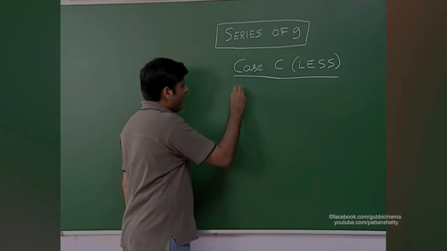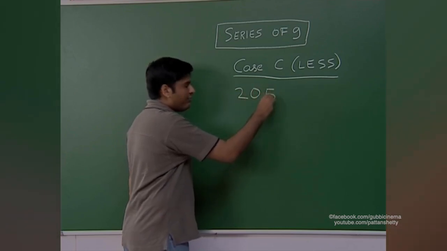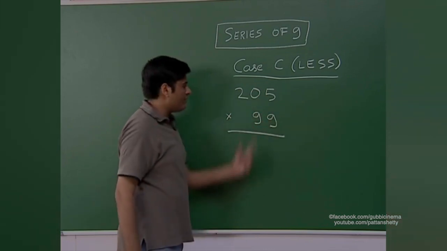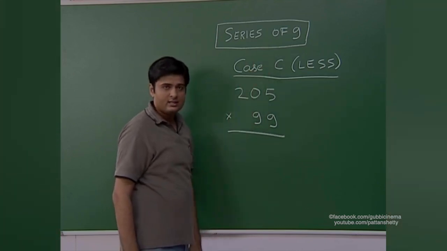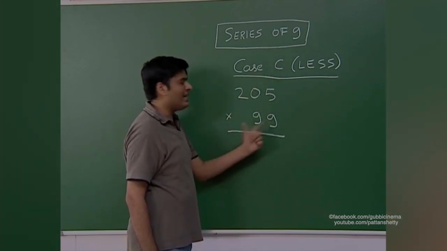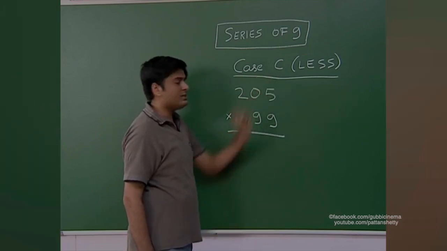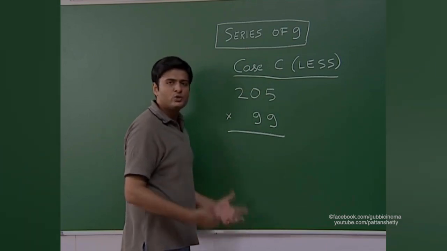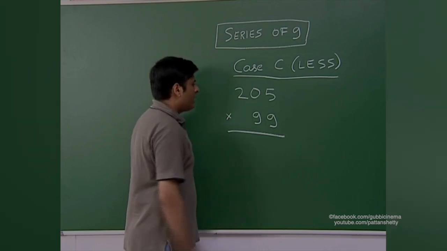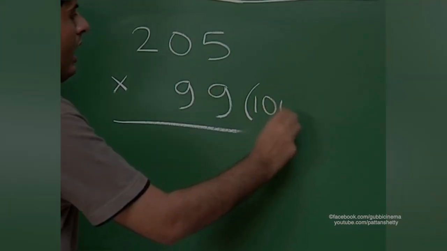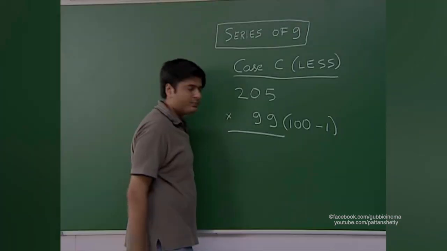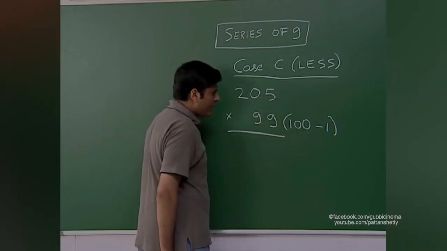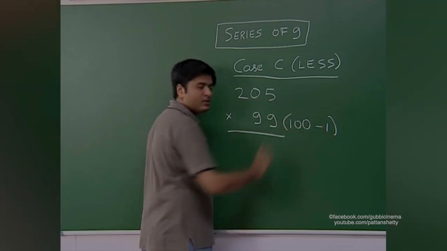Suppose I have to multiply, say, 205 by 99. We have a series of 9 here, so it falls in this case. And also, there are more numbers and less 9s. That means it will fall in case C. Let us see how we get the answer. In this case, you can simply use the general mathematical aptitude that we use. Instead of 99, you can take 100 minus 1. So, first we will multiply 205 times 100, and from that answer we will subtract 205 times 1.